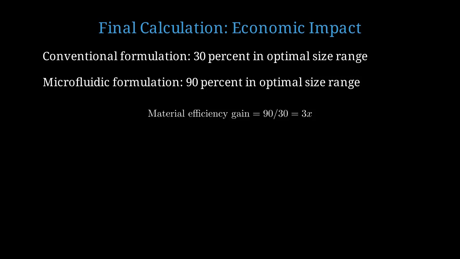For an expensive drug like doxorubicin that costs thousands of dollars per gram, this is enormous cost savings. Additionally, the improved efficacy means you can use half the dose to achieve the same therapeutic effect. Combined with the material efficiency, this could reduce manufacturing costs by 6-fold.